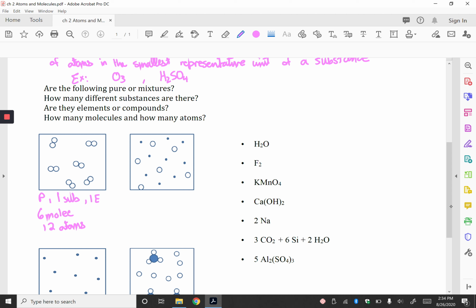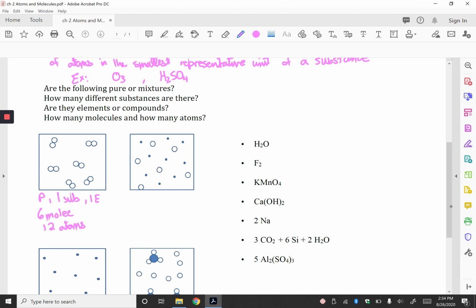Okay, and this is an element because both of these are the same, so that would be like H2 or O2 or N2. It's a diatomic element. All right, let's move on to the next one, this one right here. So is this pure or is it a mixture?